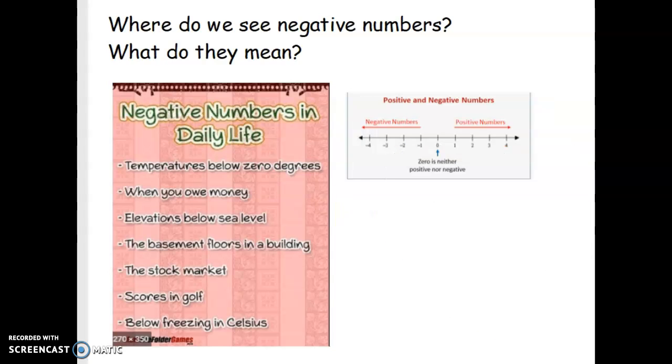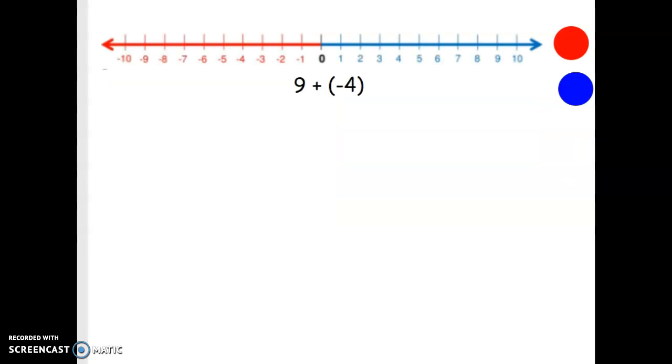A number line can also help you to visualize positive and negative numbers. So 0 is right in the middle, and 0 is neither positive nor negative. To the right of a number line is all of our positive numbers, and to the left of our number line is all of our negative numbers. Today we're going to use a number line as well as counters in order to model how you add and subtract with negative numbers. So let's take 9 plus negative 4.